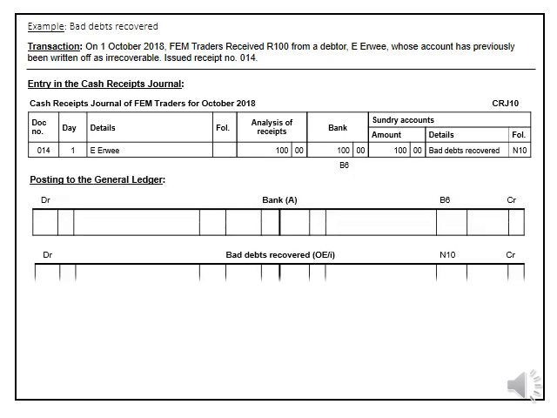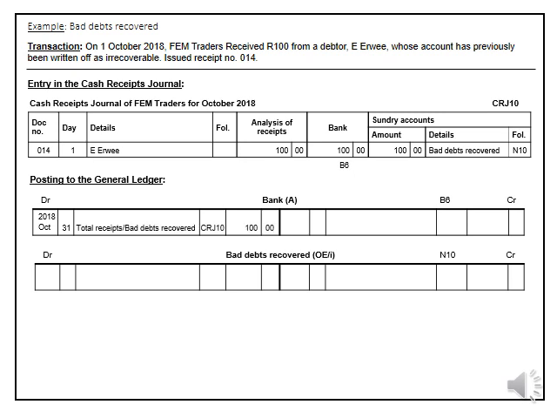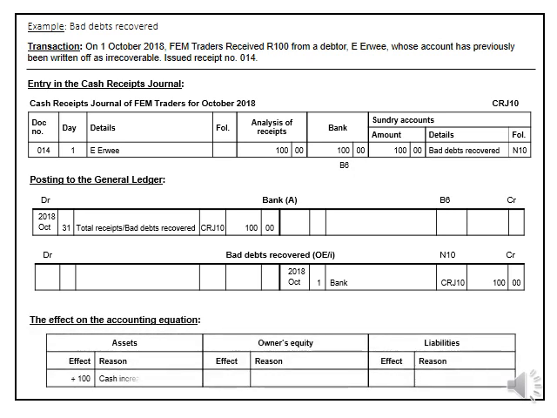When we post to the ledger, whenever we receive money, bank is debited, and the reason, in this case bad debt recovered, will be credited. The effect on the accounting equation: our assets increased because our cash increased. Bad debt recovered is an income, and therefore owner's equity will increase.